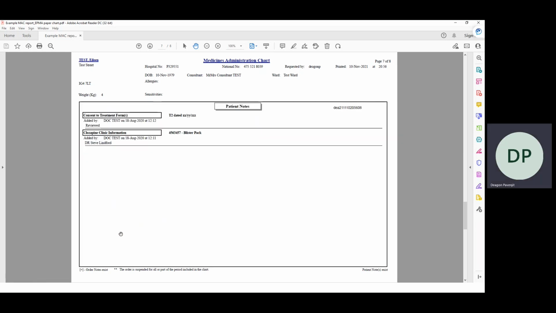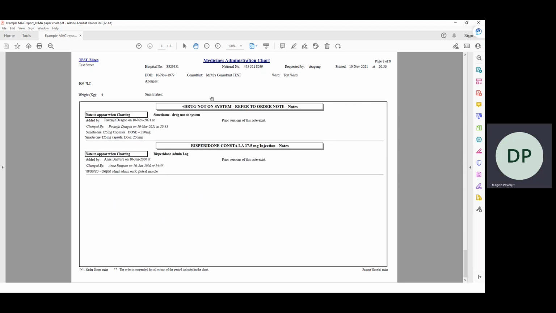Moving on to the next section, I will now touch on the patient notes and order notes. Patient notes will be presented first. You can see in this example for this particular patient, there is a consent to treatment form note, highlighting to the nursing staff that there is a T2 that must be referred to during the administration process. Please ensure when you are following through the medication administration process, you are checking the entire MAC report before you start preparing and administering medication.